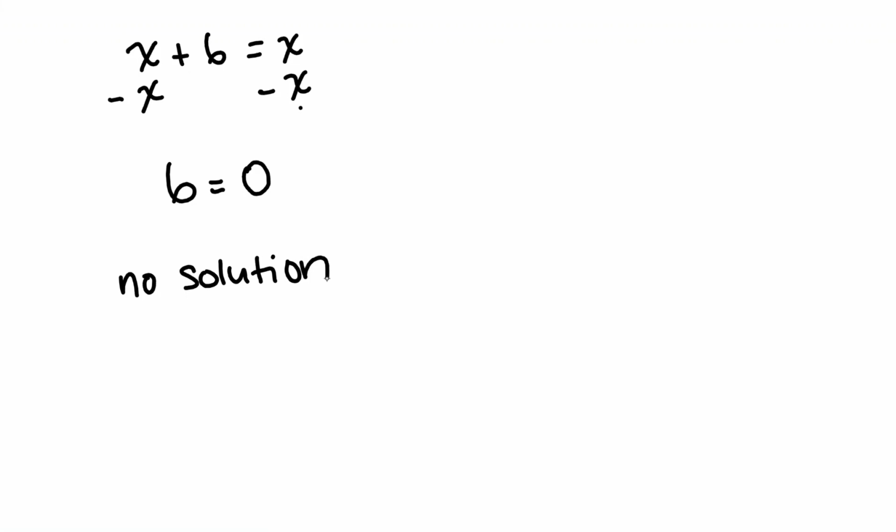Let's look at one more. Let's do 3 minus 4x equals negative 7 minus 4x. We want to get our x's on one side and our just numbers on the other side, so let's add 4x to each side.